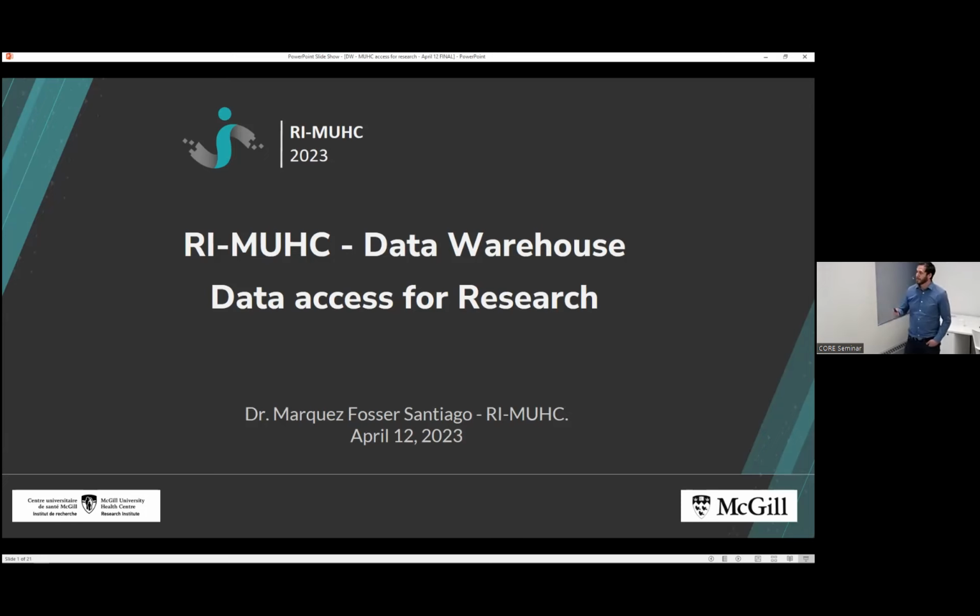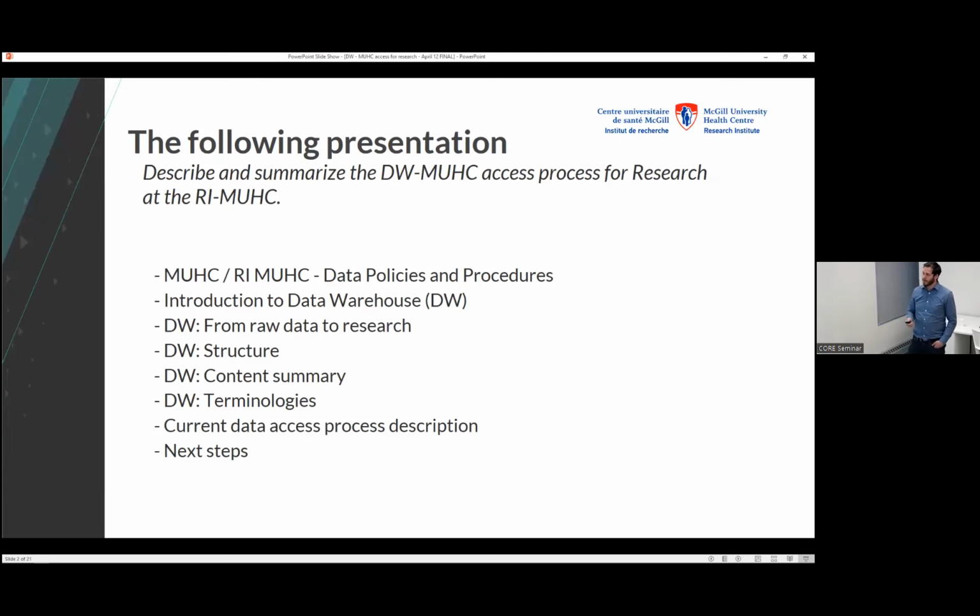The following presentation is going to describe and summarize the data warehouse access process for research. First, we're going to name the policies and procedures at the Research Institute, then the introduction to the data warehouse, from raw data to research, the structure of the data warehouse, the content summary, some terminology used at the data warehouse, and the current data access process description. Then I'm going to speak about the next steps based on this project.